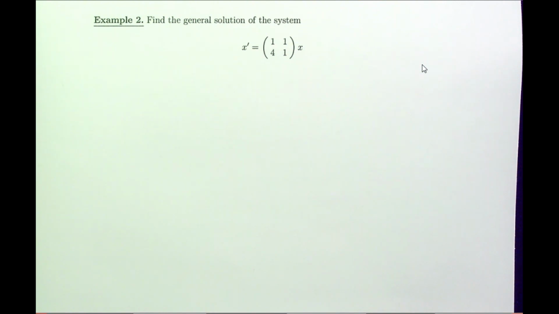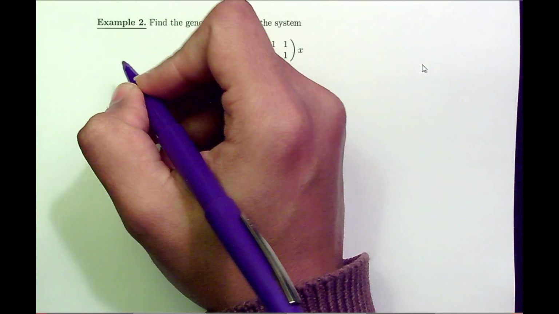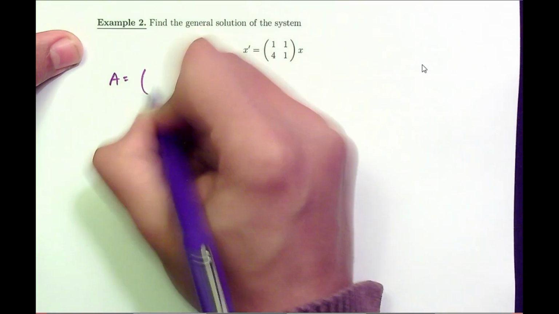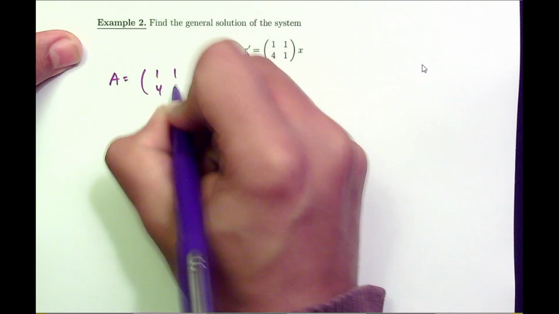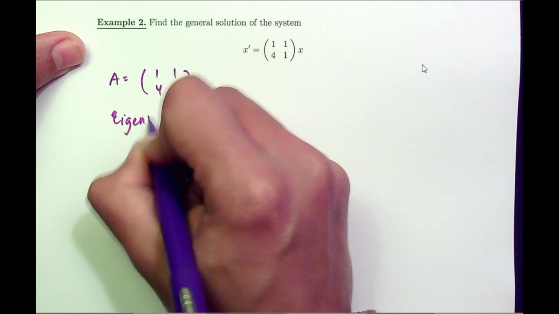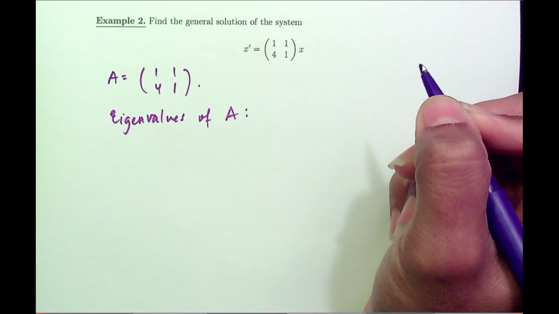This one we're gonna do from scratch because that's not a matrix we have already tackled. We haven't found the eigenvalues of that in any example. So let's start with that. So we're going to call A 1, 1, 4, 1, and we're going to find the eigenvalues of A.